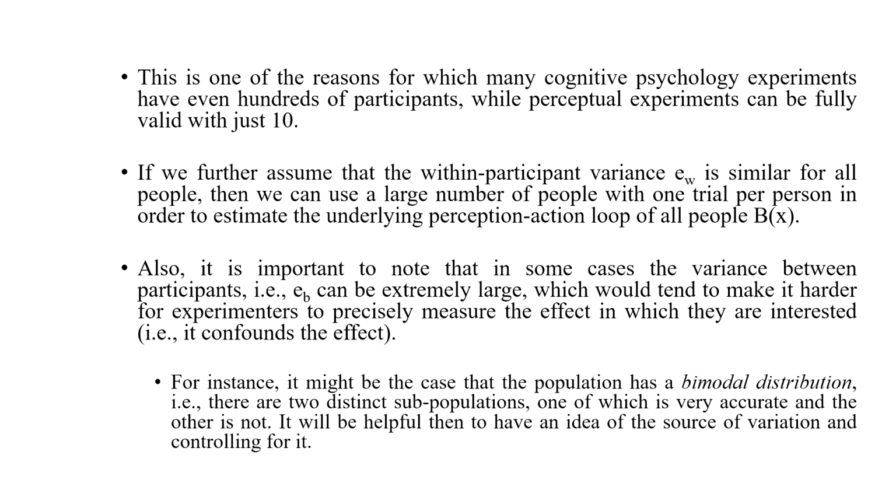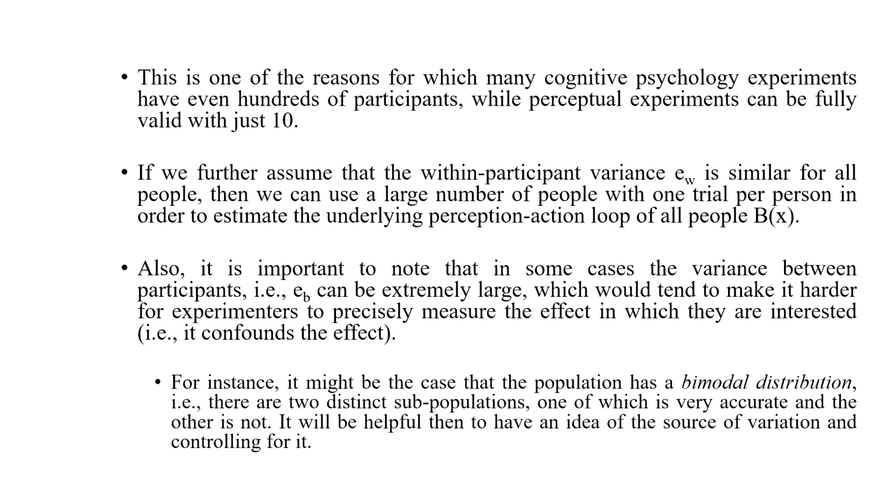Now, it is also important to note that in some cases the variance between participants, EB, can be extremely large, which would make it harder for experimenters to precisely measure the effect in which they are interested. So, that confounds this a little bit. For instance, it might be the case that the population has a bimodal distribution, that is, there are 2 distinct subpopulations, one of which is very accurate and the other is not. It will be helpful then to have an idea of the source of variation. So, what can happen is that you have one set of the population that is extremely proficient, extremely good at the task, and they get this done very quickly.